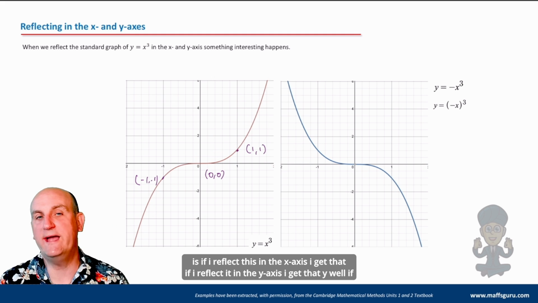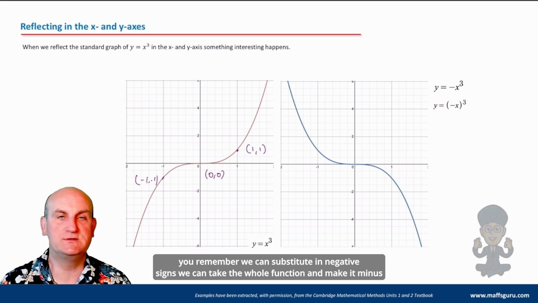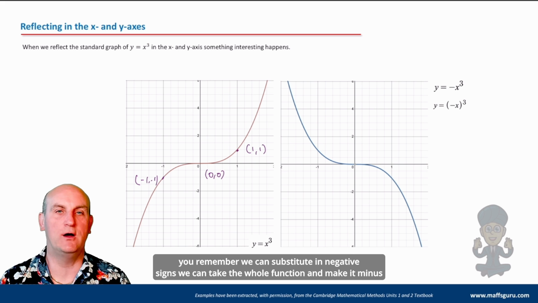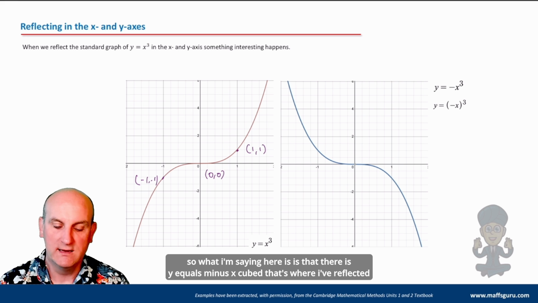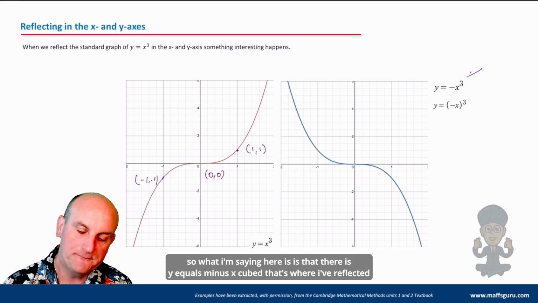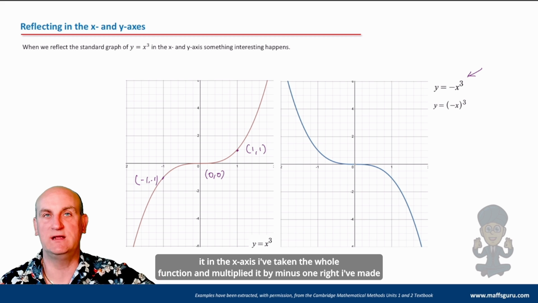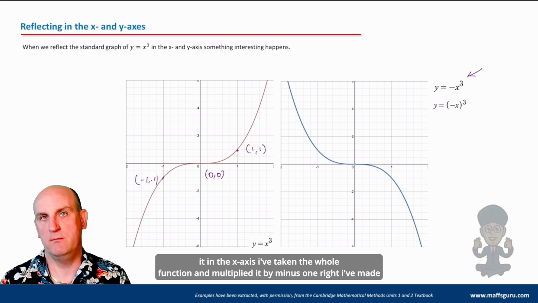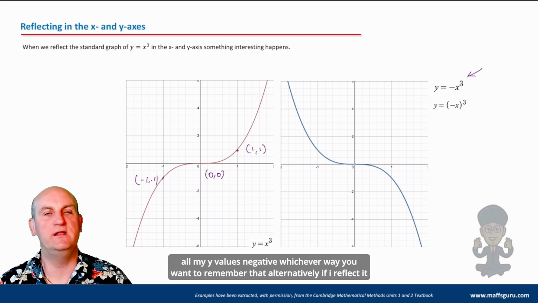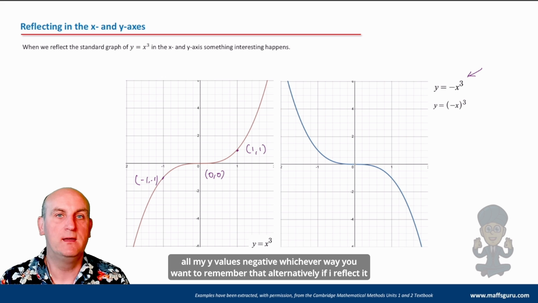If I reflect it in the y-axis, I get that. Why? Well, if you remember, we can substitute in negative signs. We can take the whole function and make it minus. So what I'm saying here is that there is y equals minus x cubed. That's where I've reflected it in the x-axis. I've taken the whole function and multiplied it by minus 1, right? I've made all my y values negative, whichever way you want to remember that.